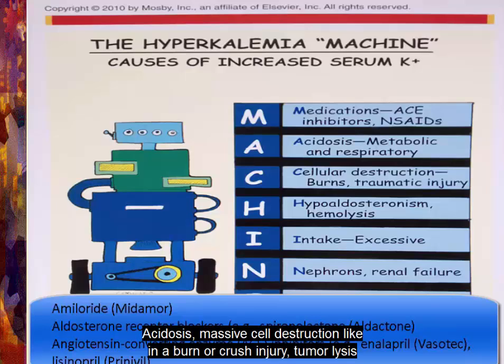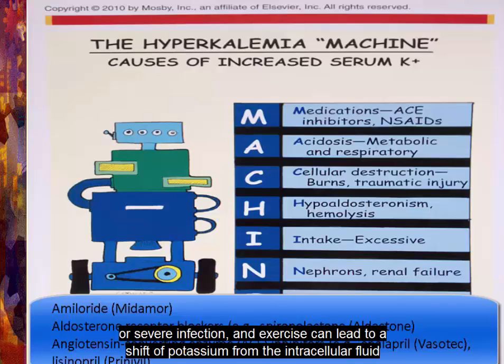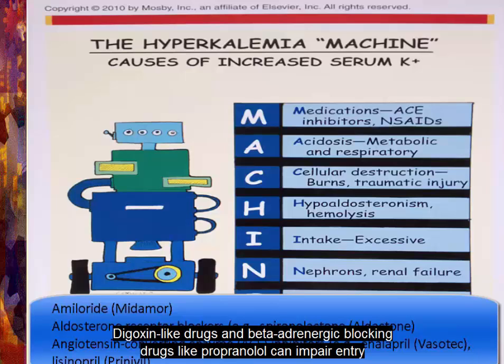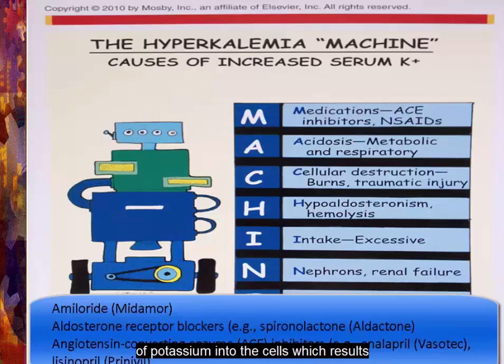Acidosis, massive cell destruction like in a burn or crush injury, tumor lysis, or severe infection, and exercise can lead to a shift of potassium from the intracellular fluid to the extracellular fluid, which would increase serum levels. In metabolic acidosis, potassium ions shift from the intracellular fluid to the extracellular fluid in exchange for hydrogen ions moving into the cell. Digoxin-like drugs and beta-adrenergic blocking drugs like propranolol can impair entry of potassium into the cells, which results in a higher extracellular fluid potassium concentration.